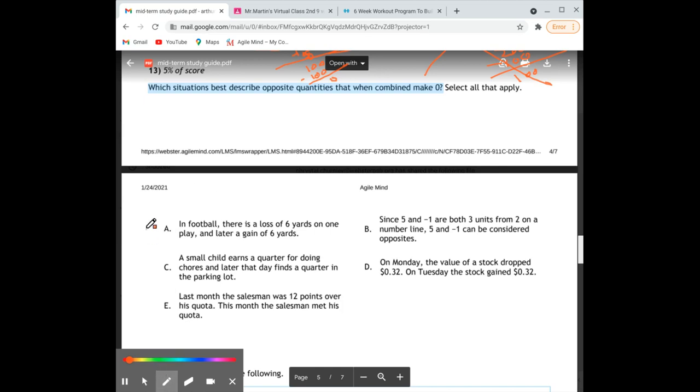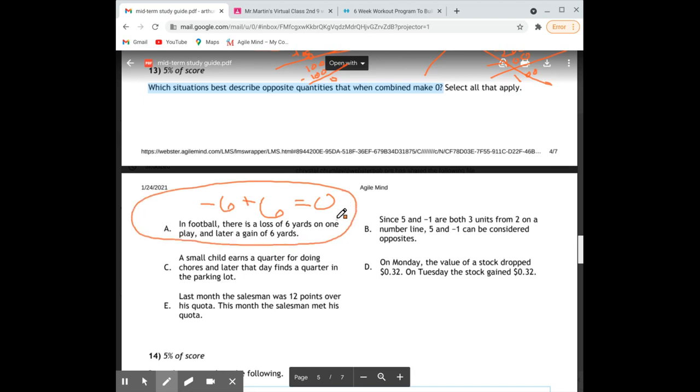So read A and then tell me if it would make zero. In football, there is a loss of 6 yards on one play and later a gain of 6 yards. Yes, you are correct, because -6 plus 6 equals what? 0. Great.